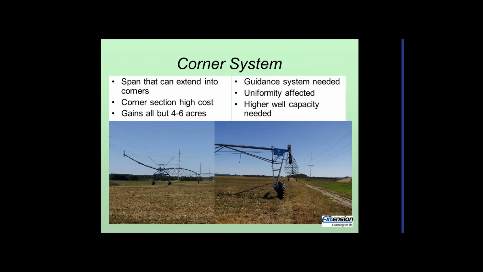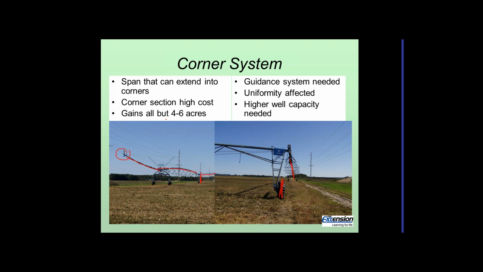So here's what they look like. On the right here, this is the end tower for the straight part of the system, and then this is the corner part of the system. So again, this is the end tower for the straight part of the system going this way, and this is the corner system with an overhang on here and an end gun out here. So just to give you an example.